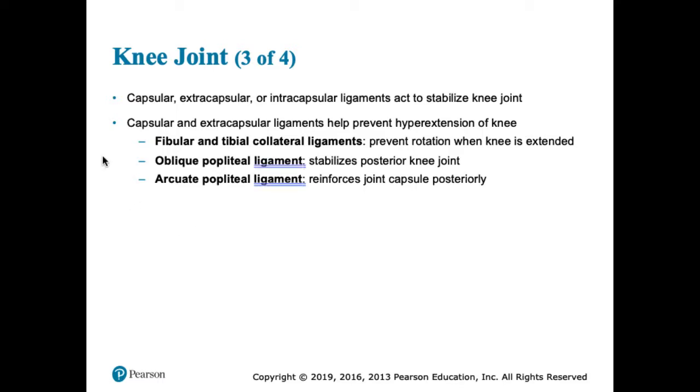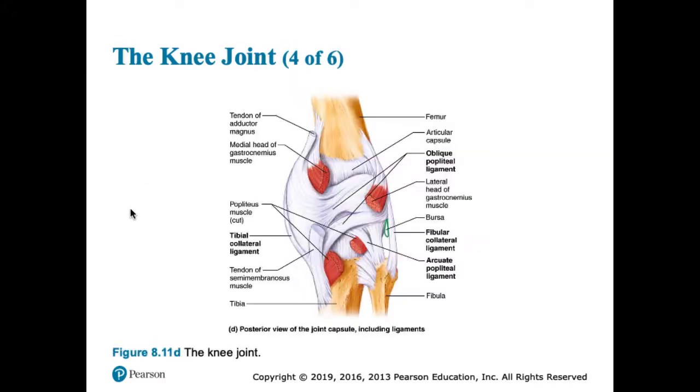So the capsular, extracapsular, and intracapsular ligaments act to stabilize the knee joint. And then the capsular and the extracapsular ligaments help to prevent the hyperextension of the knee. The fibular and tibial collateral ligaments prevent the rotation when the knee is extended. The oblique popliteal ligament stabilizes the posterior knee joint, and the arcuate popliteal ligament reinforces the joint capsule posteriorly.